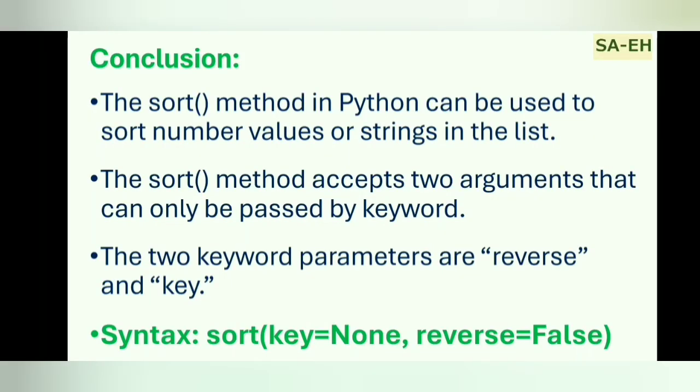The sort method in Python can be used to sort number values or strings in the list. The sort method accepts 2 arguments that can only be passed by keyword. The 2 keyword parameters are reverse and key. Syntax: sort key equals none, reverse equals false.